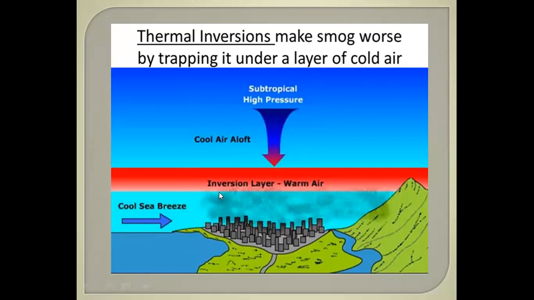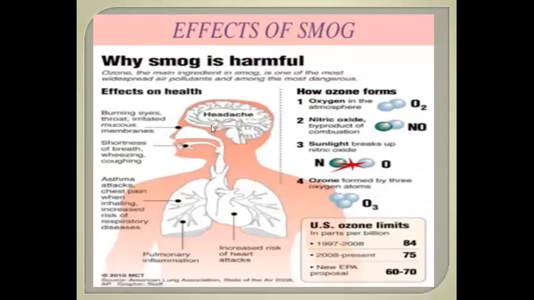This is the inversion layer, cold sea breeze, and under the cold layer. Effects of smoke. Smoke is very harmful. Ozone, the main ingredient in smoke, is one of the most widespread air pollutants, and smoke is the most dangerous.